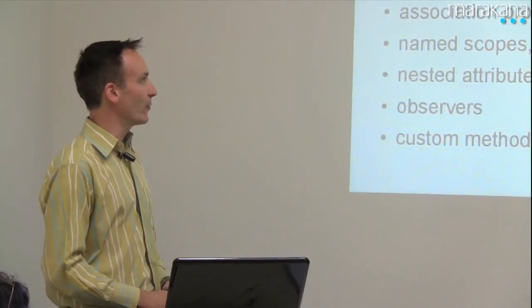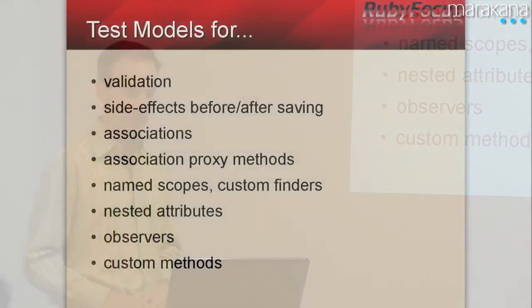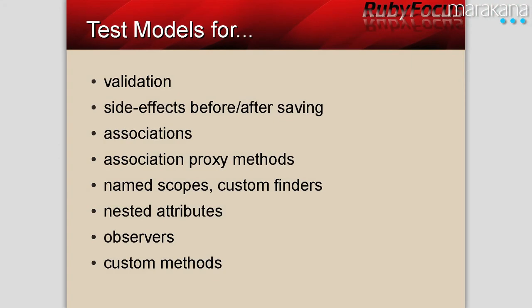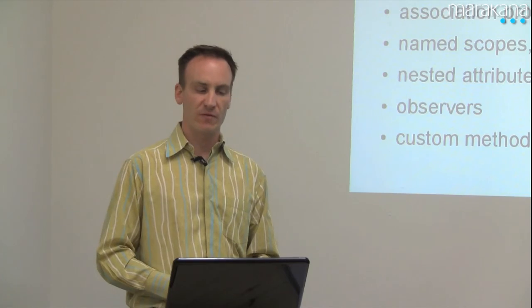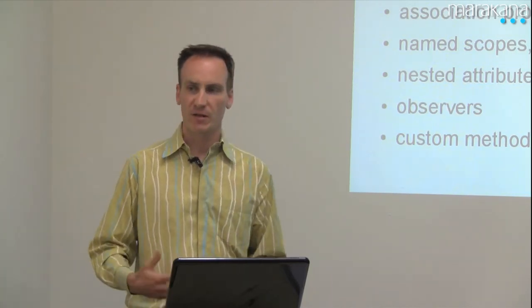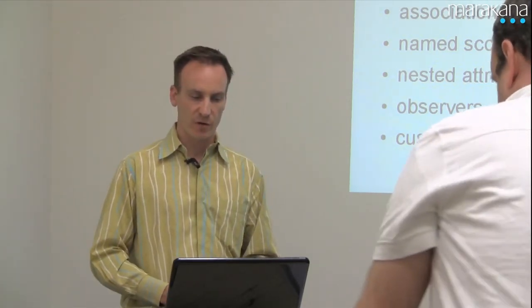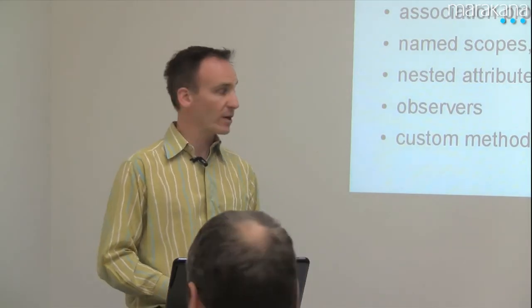We can test them for validation. This is something we got into last week a little bit, and the homework also covered some of that. We're going to test them for side effects that happen in these so-called callbacks, stuff that can happen before saving or after saving or before creating or after validating or various things that happen around the core operations of the model. We're going to look at associations.